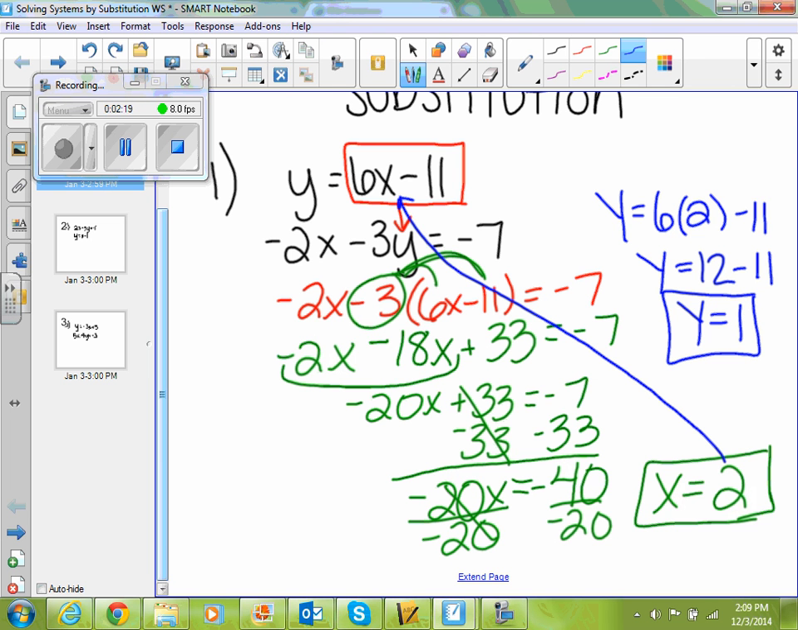Everybody should have that written down. Okay, let's write this down. This is number 1. Everybody should have this written down. Everything that is written on the board needs to be written on your paper.